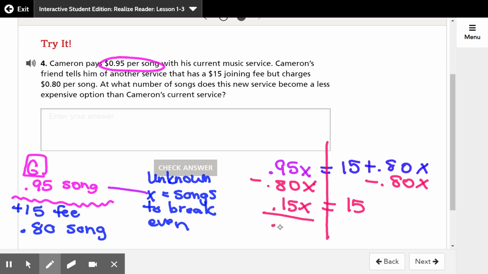Divide by 0.15. Be careful when you put this in. You cannot forget the 0.15. If you like to put that 0 in front so you know that it's a decimal, please do so. So for this one, he can only buy 100 songs to break even. So the question is, at what number of songs does the new service become a less expensive option?